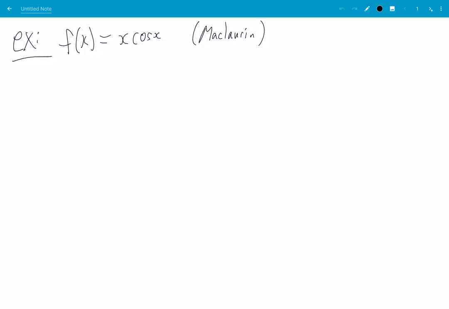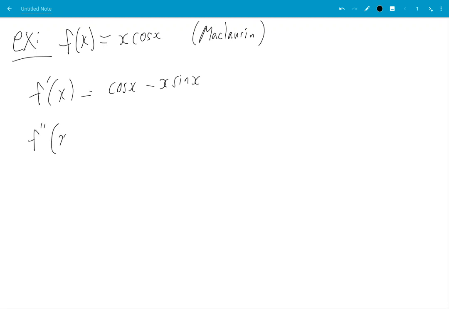Okay, so I'll do the Maclaurin series here. So I start taking derivatives. First derivative, product rule. I get cosine of x minus x sine of x.